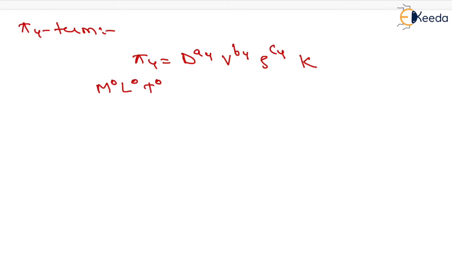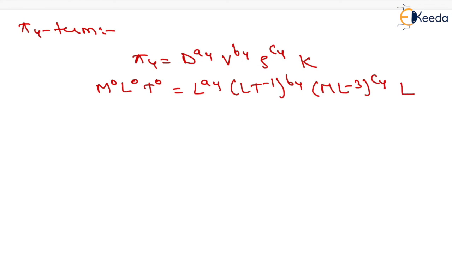So pi4 will be equal to d to the power a4, v to the power b4, rho to the power c4 into k. Now putting the dimensions on both sides, we will have M0 L0 T0 equals L to the power a4, LT to the power minus 1 to the power b4, ML minus 3 to the power c4 and L, because the dimension of k is L. Now equating the powers of M, L, T on both sides, the power of M, that is c4, equals 0. So the value of c4 will be equal to 0.